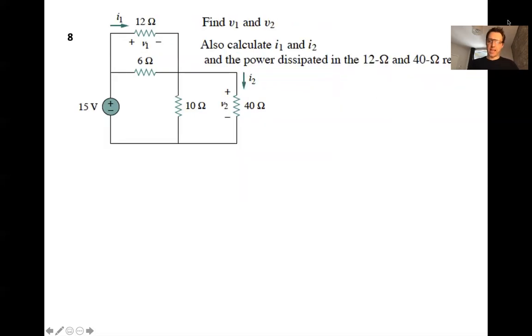All right. Next example, we are asked to find V1, V2, I1, I2, as well as the power dissipated in the 12 and 40 ohm resistors. Okay, give me 1 second here.